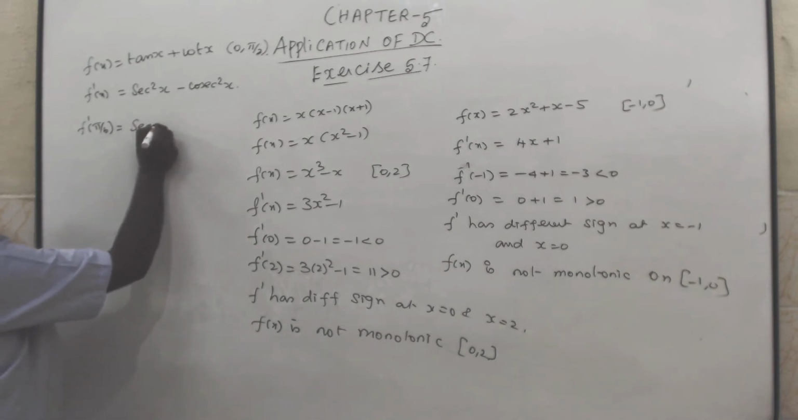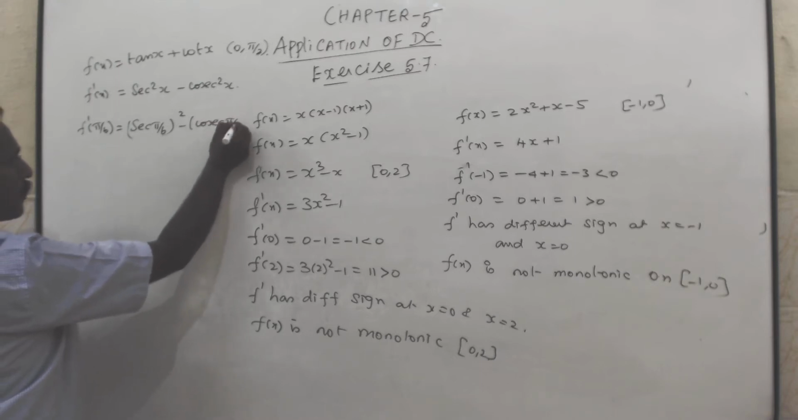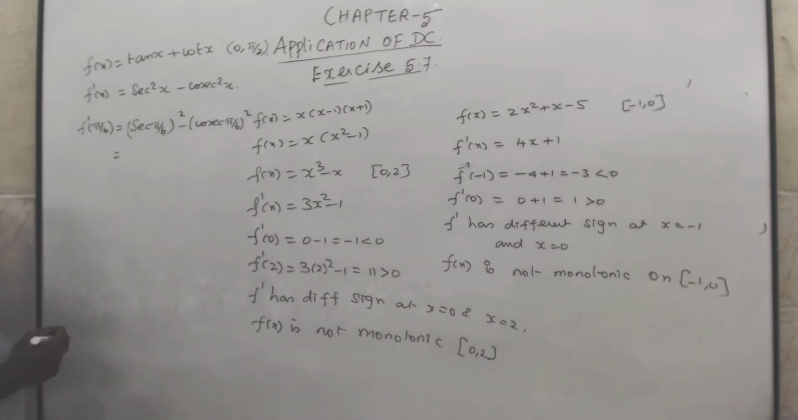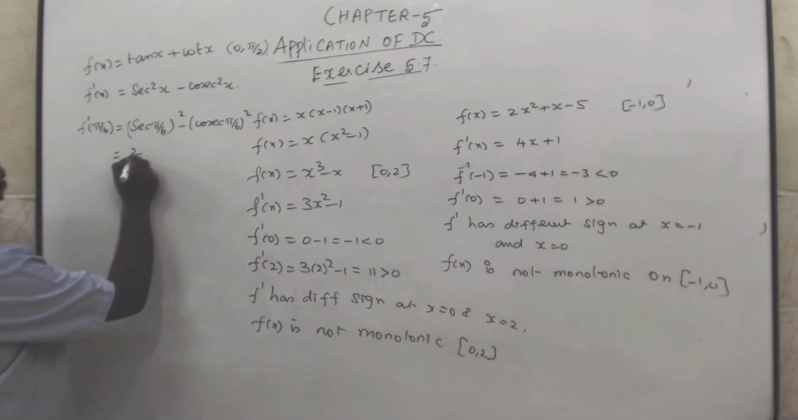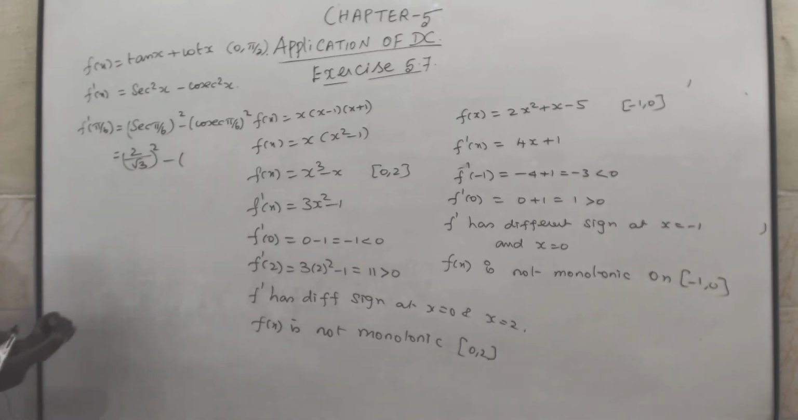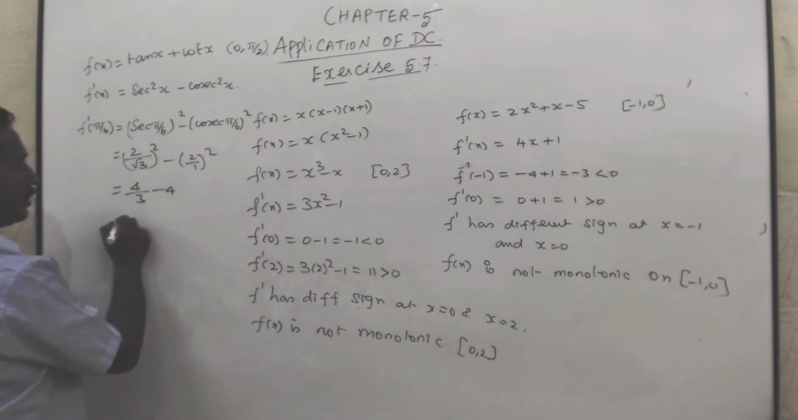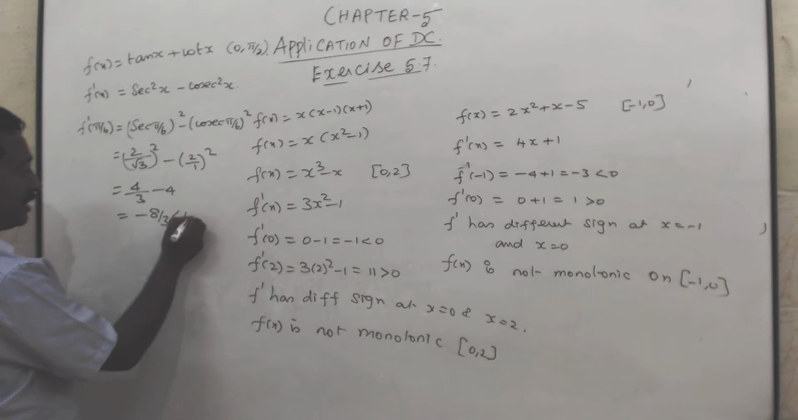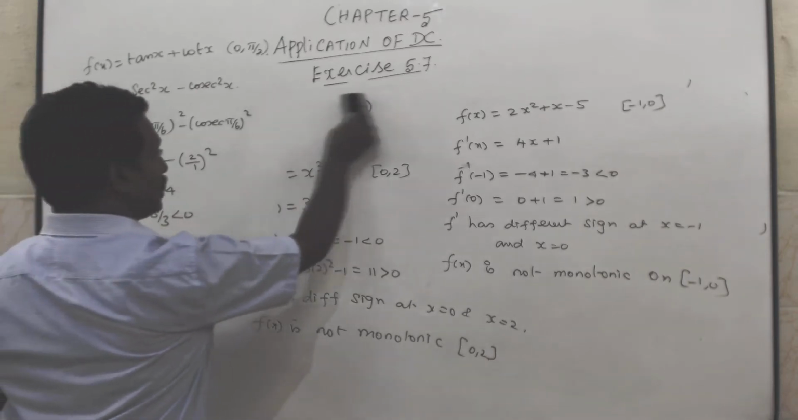Secant pi by 6 square minus cosecant pi by 6 square. Secant pi by 6 means 1 over cos pi by 6. Cos pi by 6 is root 3 by 2, reciprocal is 2 by root 3, square. Minus cosecant pi by 6 means 1 over sin pi by 6. Sin pi by 6 is 1 by 2, its reciprocal is 2 by 1, square. That is 4 by 3 minus 4, which is minus 8 by 3, less than 0. Next, you have to consider another interval.